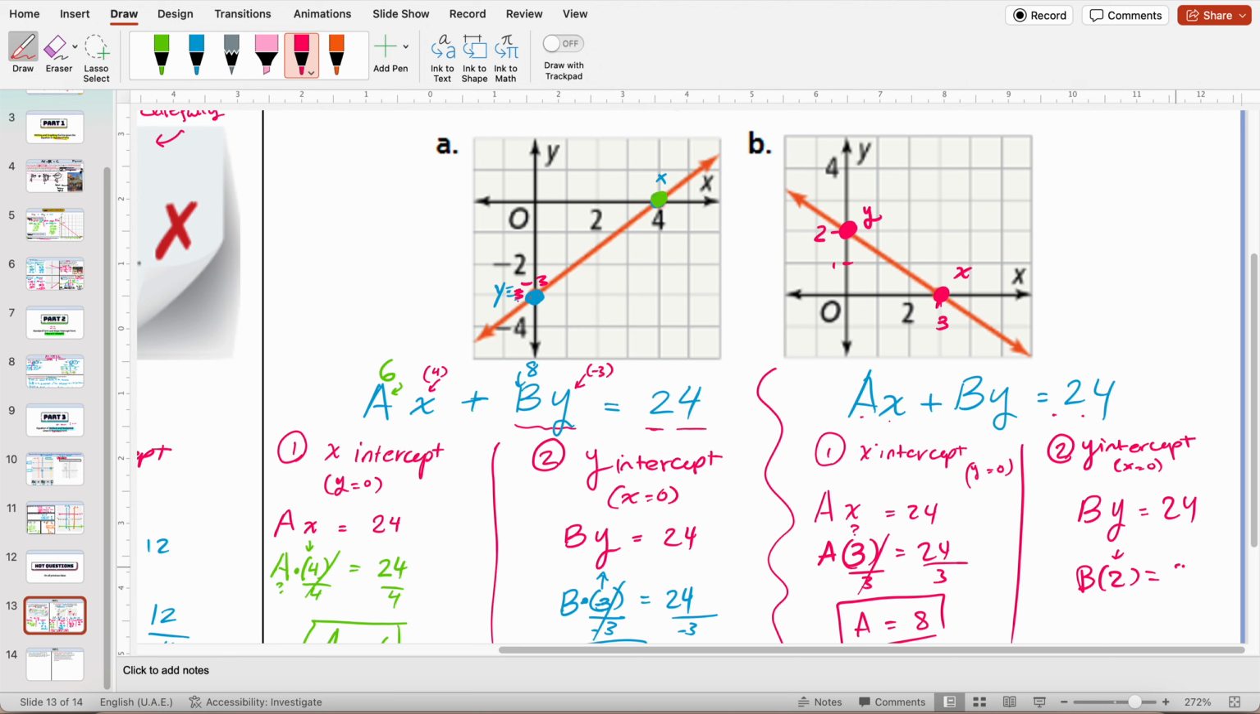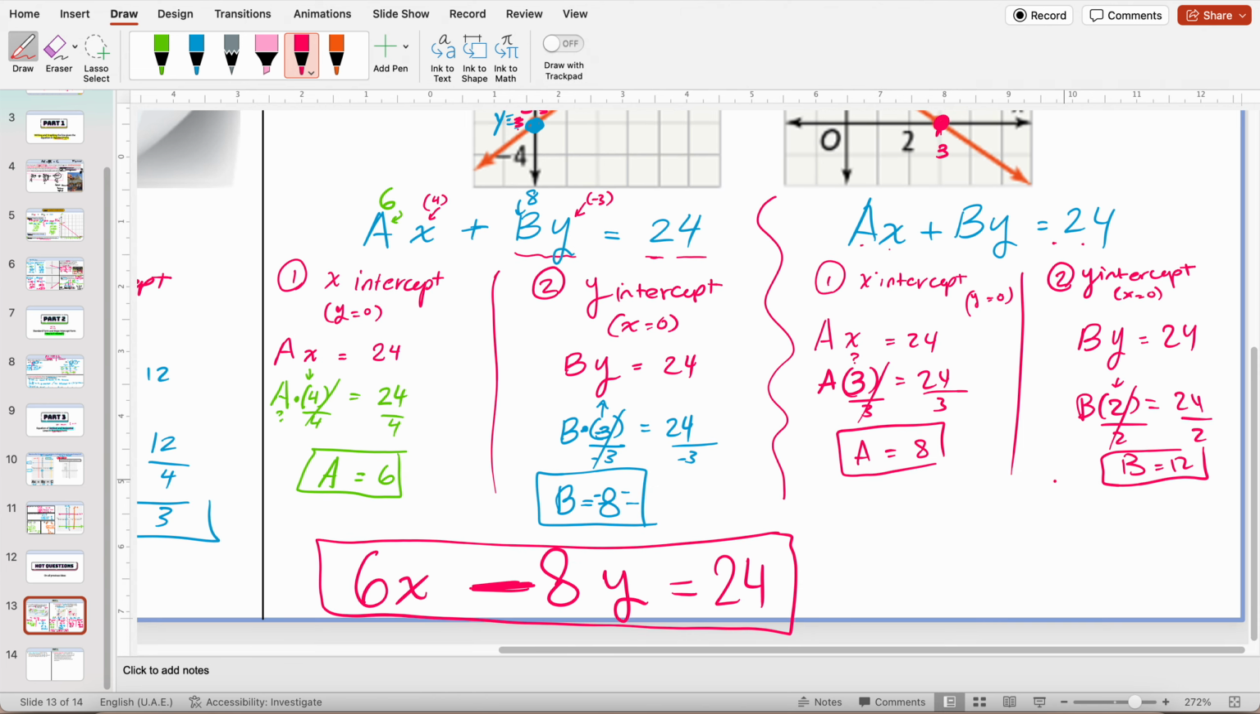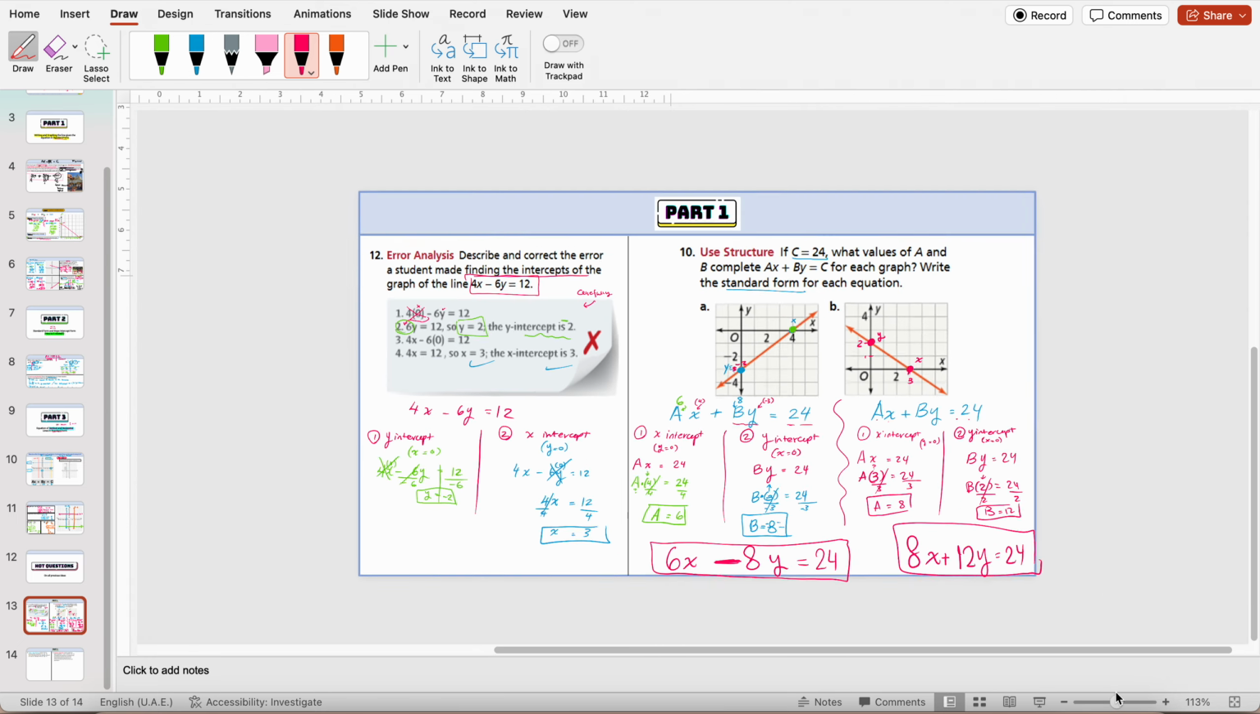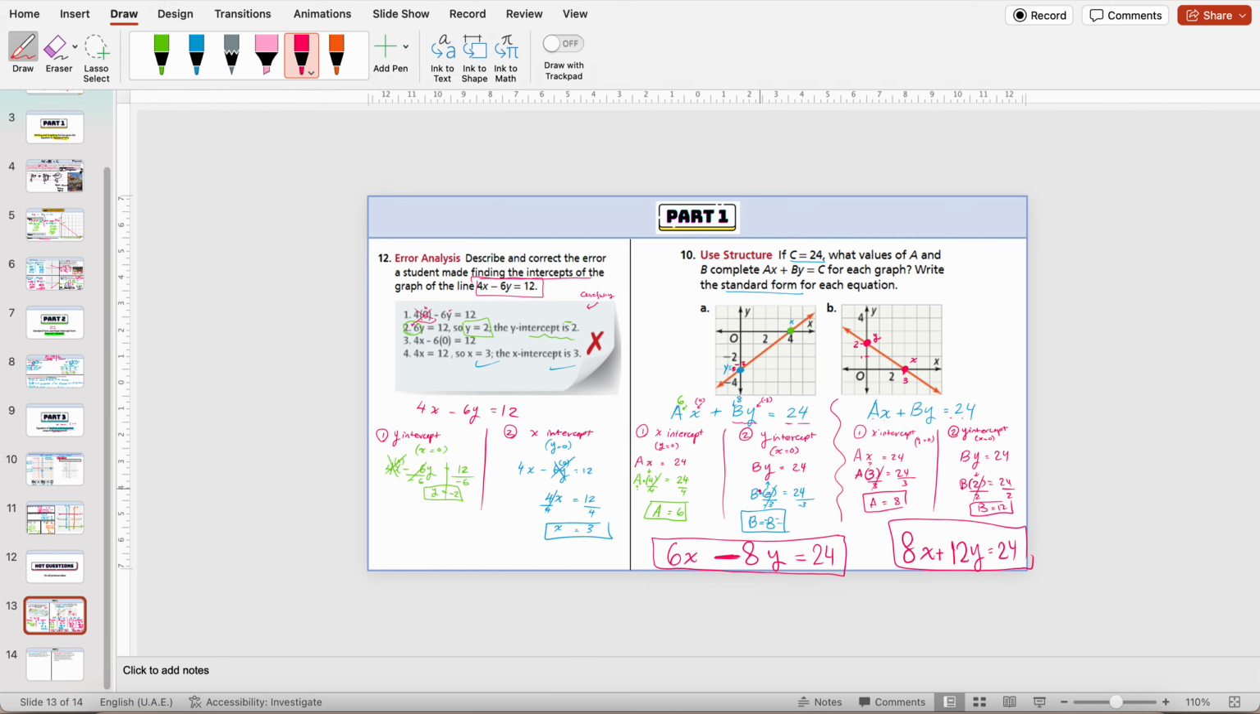Just solve. Divide by 2 both sides. B equals 12. Then, therefore, my equation of the line, a is 8x plus b is 12, y equals 24. If you want to double check, you can solve all over again and check if the x and y intercept are matching.